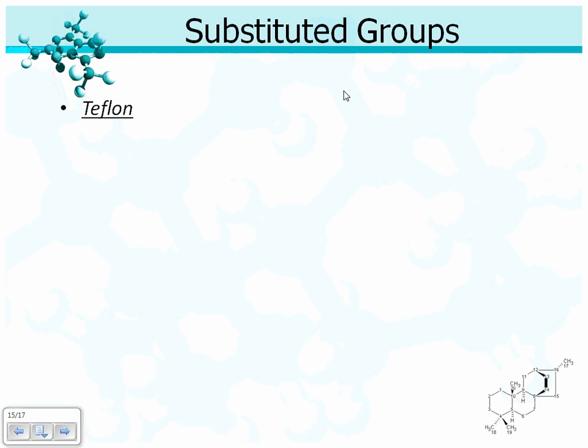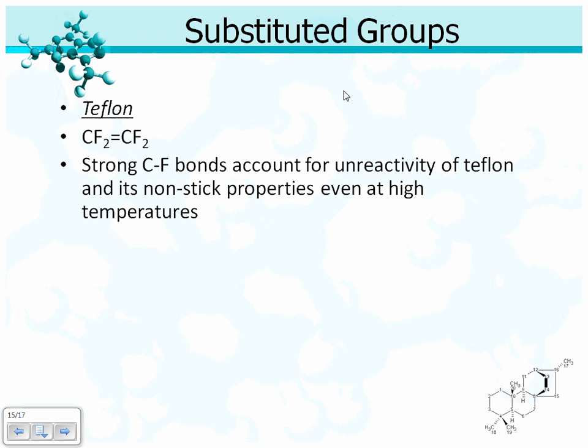And let's look at some more substituted groups. So Teflon, I already told you, was this two carbons double bonded to each other, but they also have two fluorines. The strong carbon-fluorine bonds account for the unreactivity of Teflon and its non-stick properties, even at high temperatures.